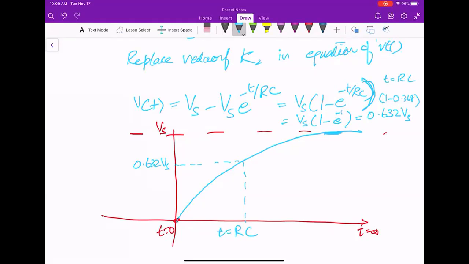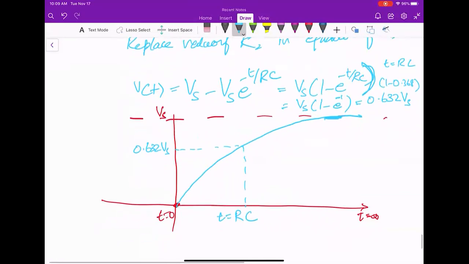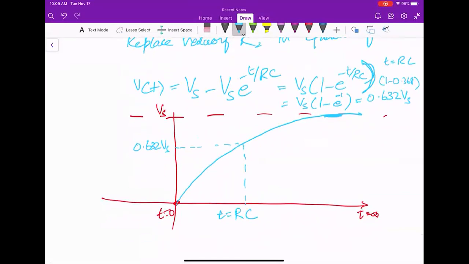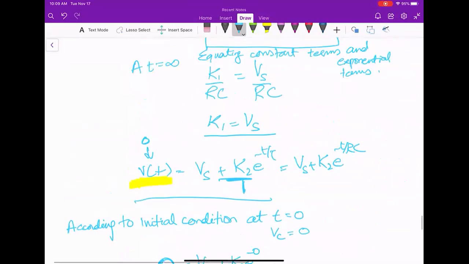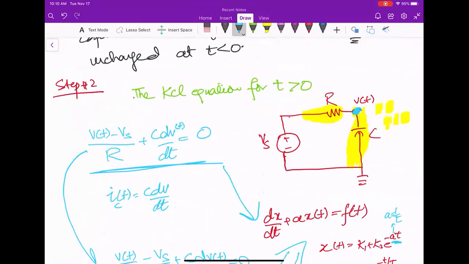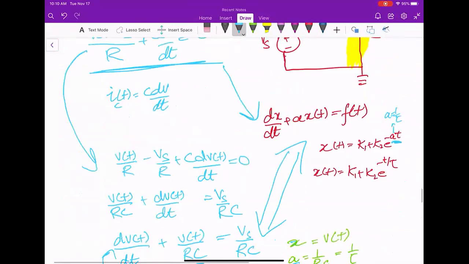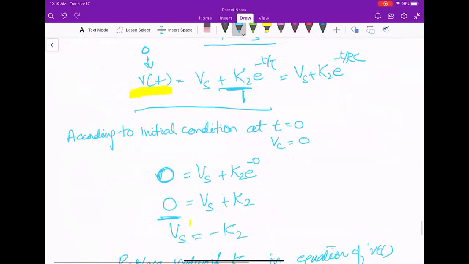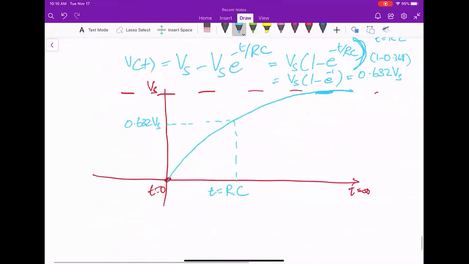Okay. Now, why are we seeing a growing exponential instead of a decaying exponential? Because this circuit is not about discharging. This is about charging the capacitor. When we closed the switch, it started charging the capacitor, but we use the same equation to see that it's actually no longer a decaying exponential, but a growing exponential.